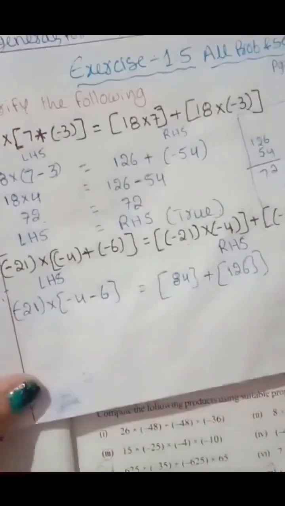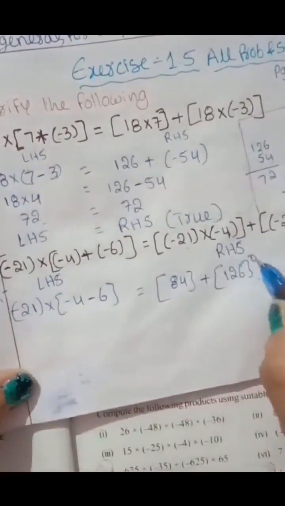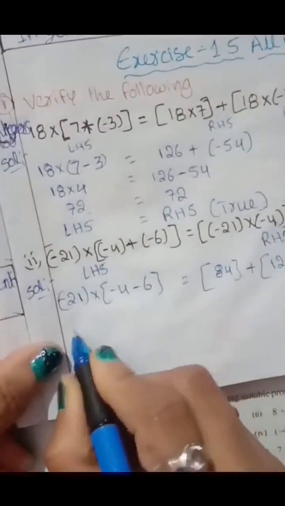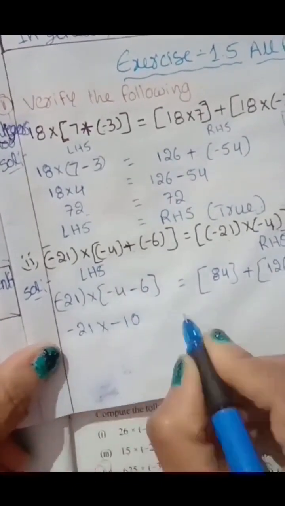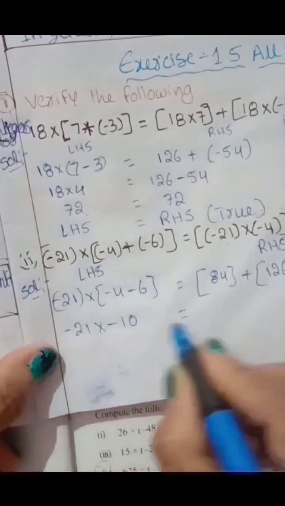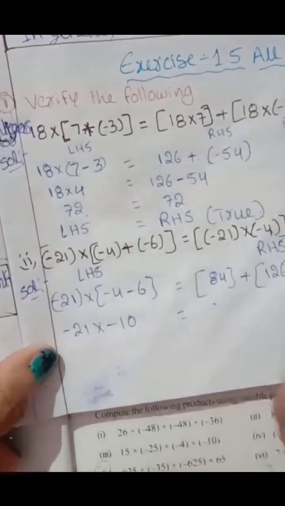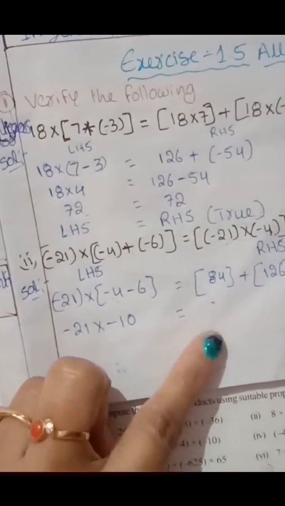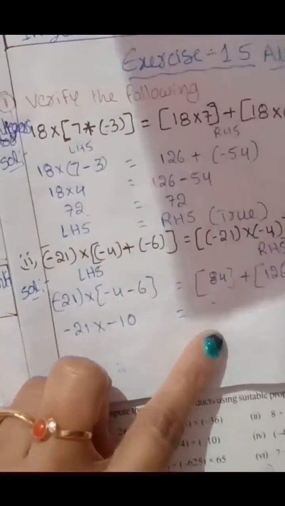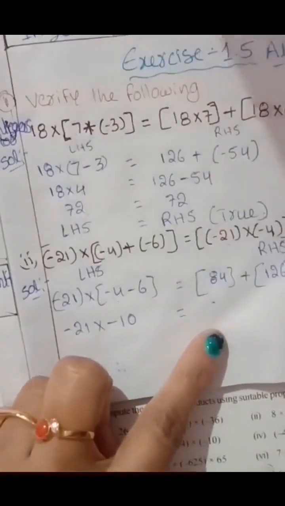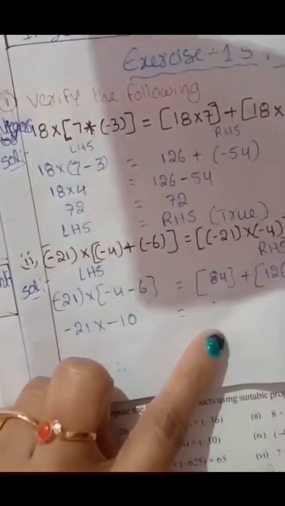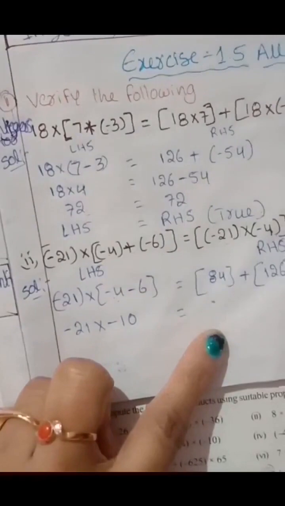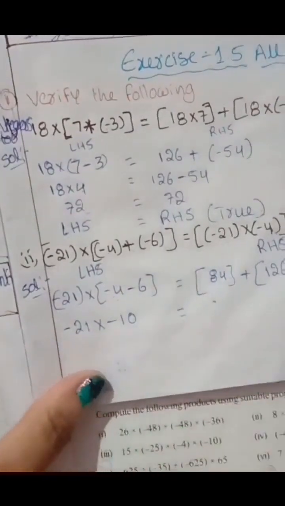Okay. Next is another step. Minus 21 into minus 10, since minus 4 minus 6 is the minus 10. And then again, 126 and 84. 6 plus 4 is 10. 2 plus 8 is 10. 10 plus 1 is 11. 1 plus 1 is 2. So that's why it's 210.